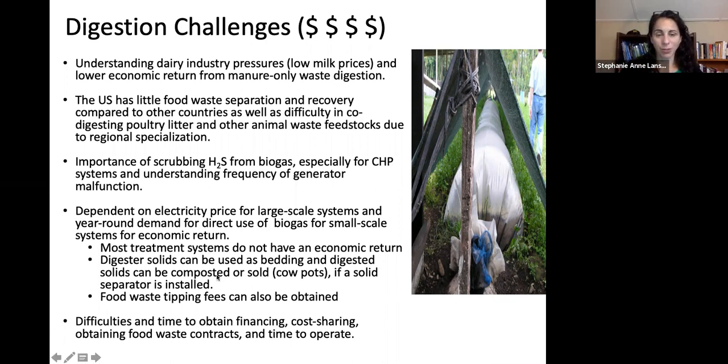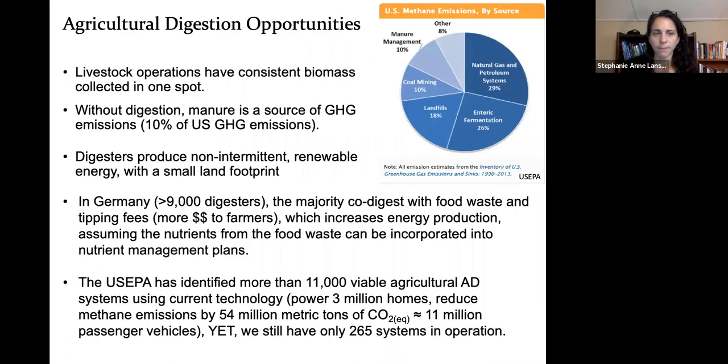Again, most treatment systems don't have an economic return, but this is a treatment system with an economic return. A septic tank doesn't have an economic return. Wastewater treatment doesn't necessarily have an economic return. This adds to that, but it may not break even all the time. Again, the digester solids can be used as bedding. And you can also get food waste tipping fees for bringing that in. But again, it takes time. We need to operate them. We need to find financing, cost share, and find those food waste contracts to come in.